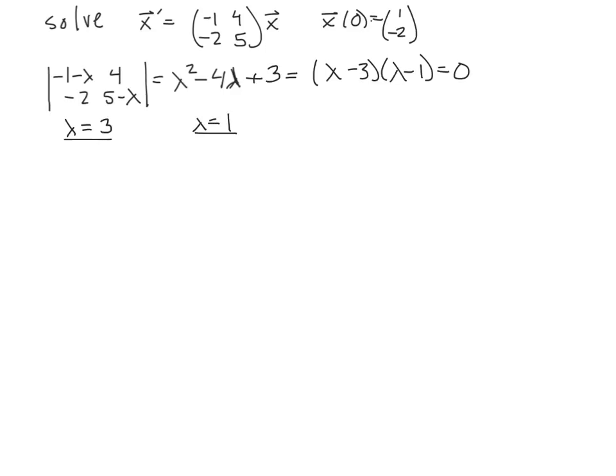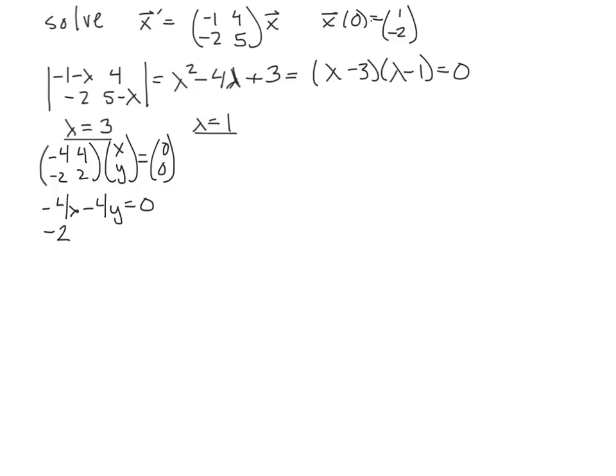Alright, so for the one that is +3, I'm finding the vectors now, plugging that back into A minus lambda I. So then I've got -1 minus 3, so that's a -4, 4, -2, 5 minus 3 is 2. Multiply that by a vector, set it equal to 0, and then write out the equations.